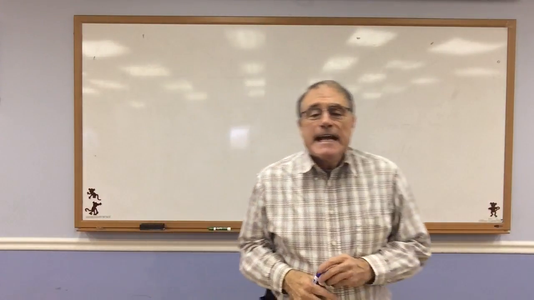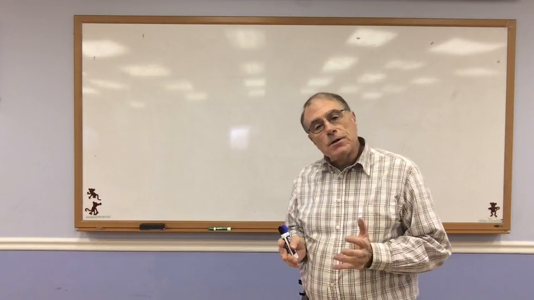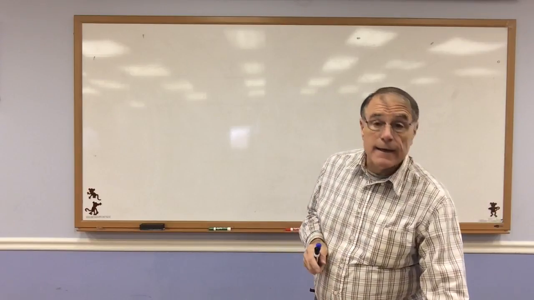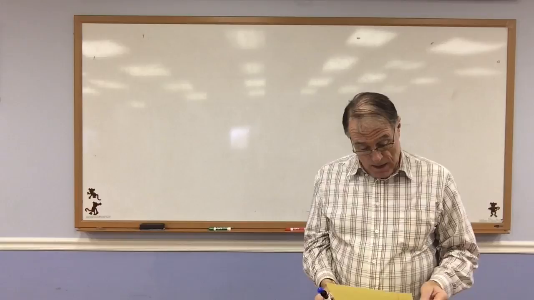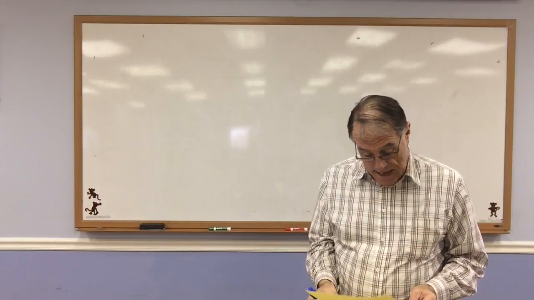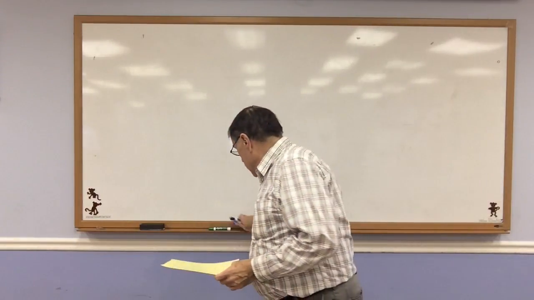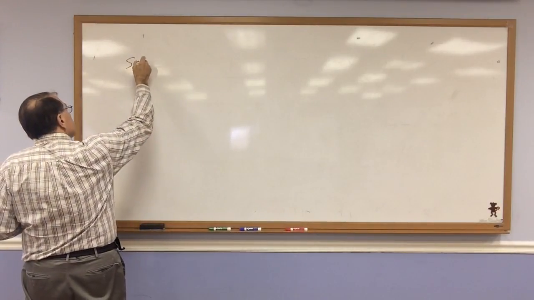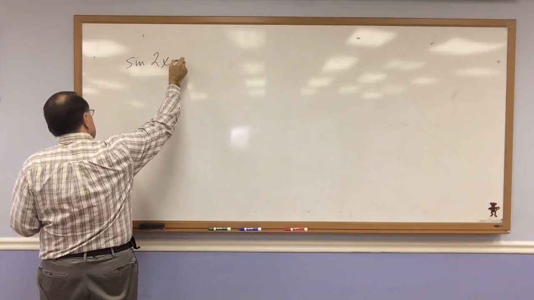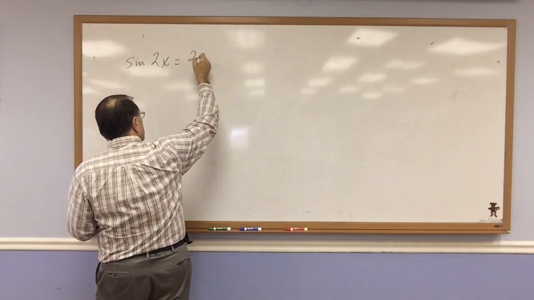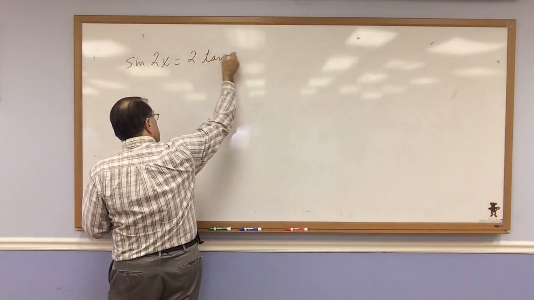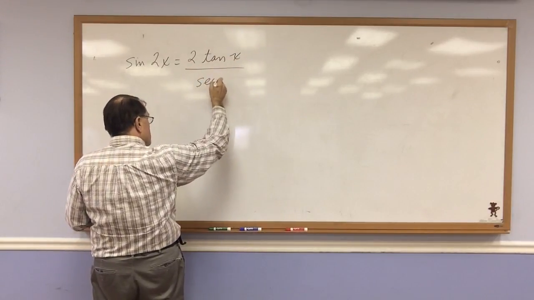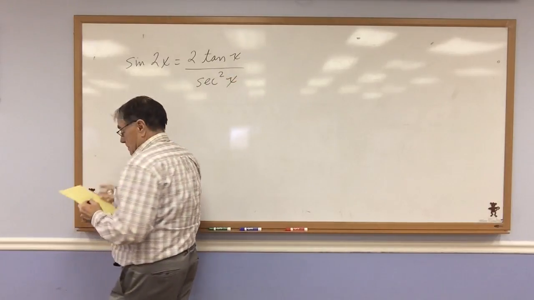Hello. In this video, I want to look at the topic of proving trigonometric identities. So, for an opening example, let me take this identity, that the sine of 2x is equal to 2 times the tangent of x divided by the secant squared of x.